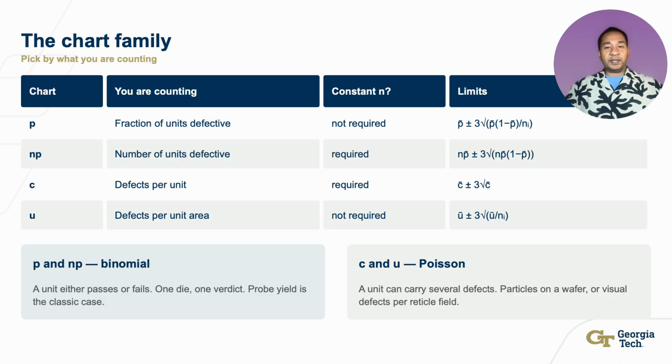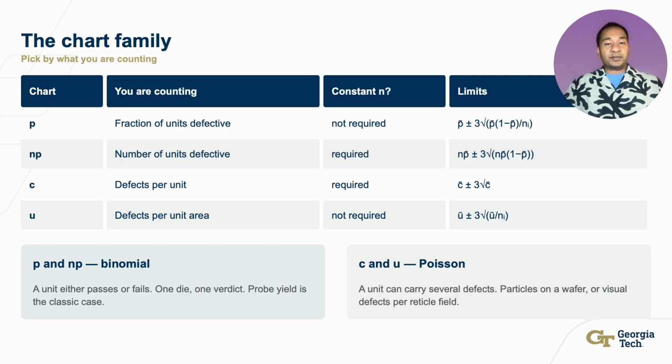4 charts, you pick by what you are counting. p and np are binomial. A unit either passes or it fails. One die, one verdict. Probe yield is the classic case. Use p when the lot size varies and np when it is constant, and the only difference is whether you plot the fraction or the raw count.